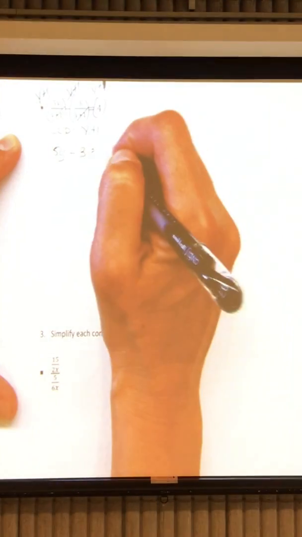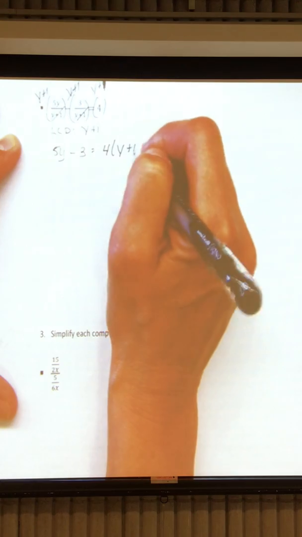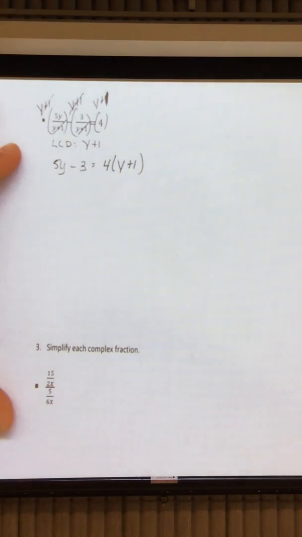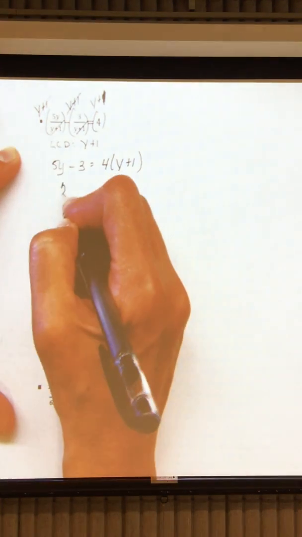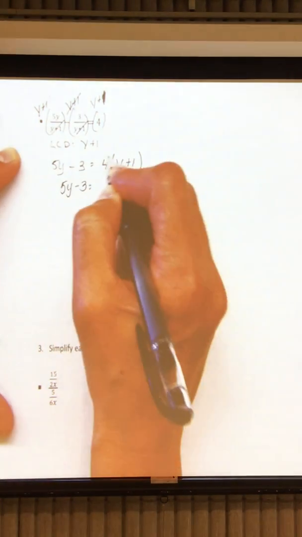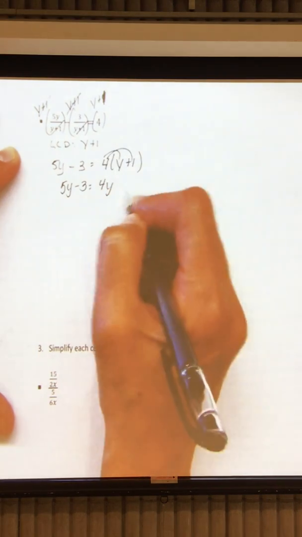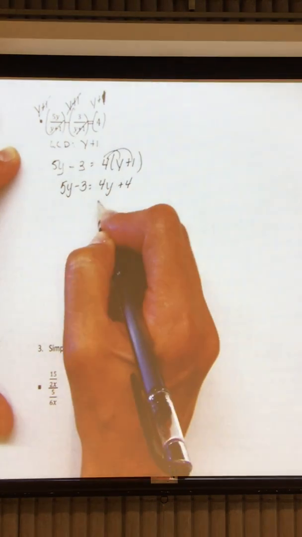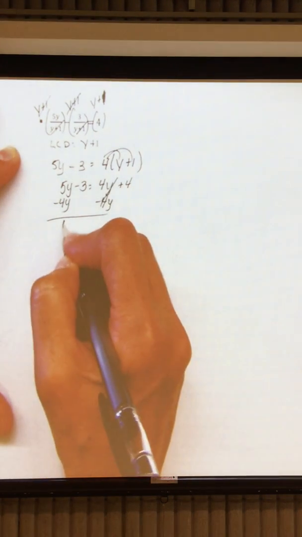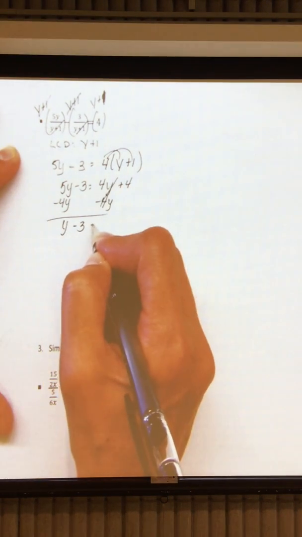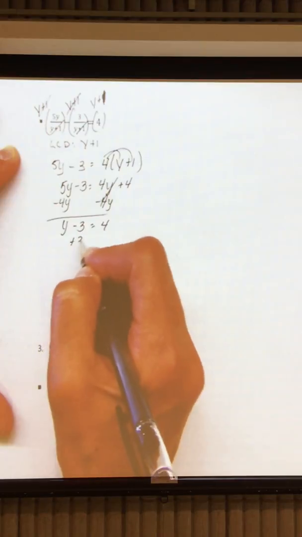is equal to 4 times y plus 1. So we distribute and combine like terms. So 5y minus 3 equals 4y plus 4, subtracting 4y from both sides. Y minus 3 is equal to 4.